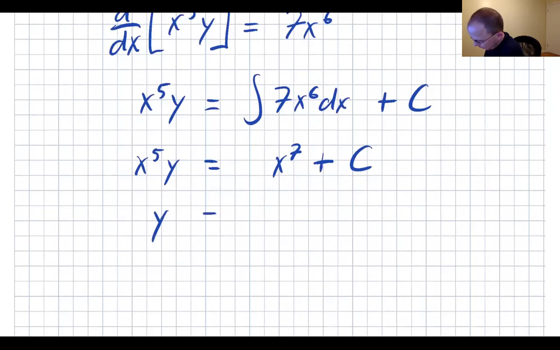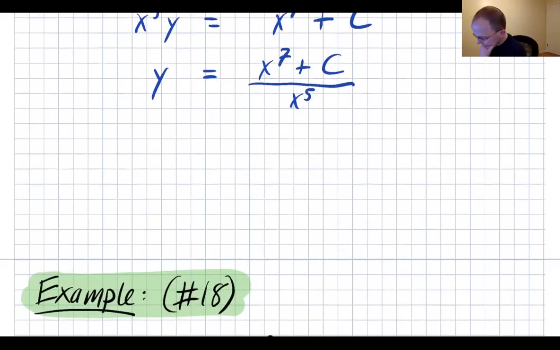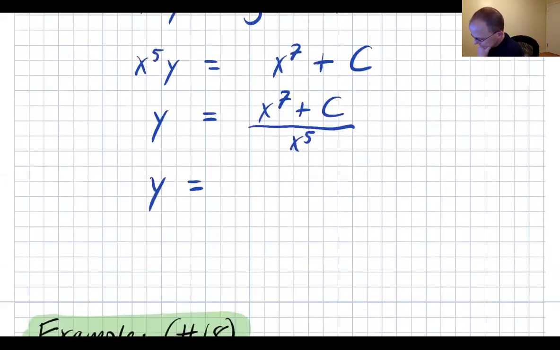And we will get y is equal to x to the 7th divided by x to the 5th. Well, let me write this out in full. Make sure that you're dividing the whole right-hand side by x to the 5th, right? So you definitely want to do that. And when you do the division, make sure that you distribute across the sum. So you need to divide the x to the 7 and also divide the c.